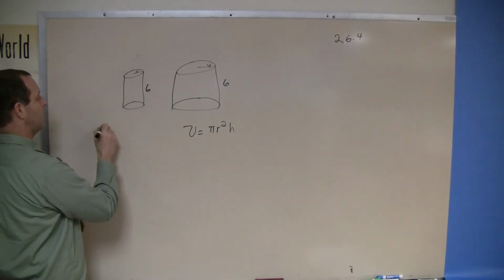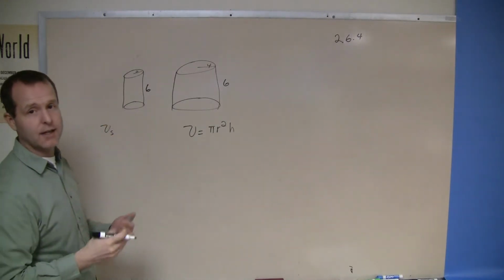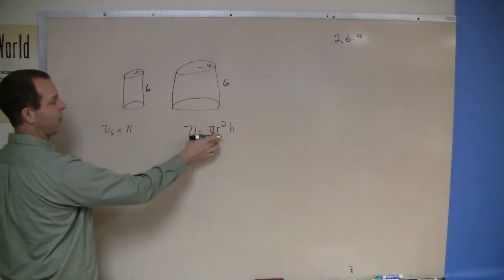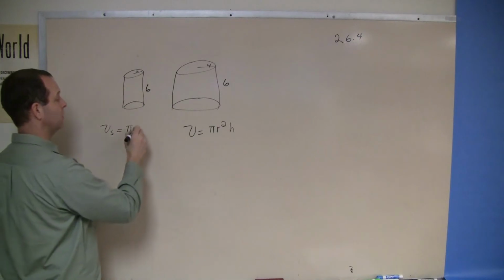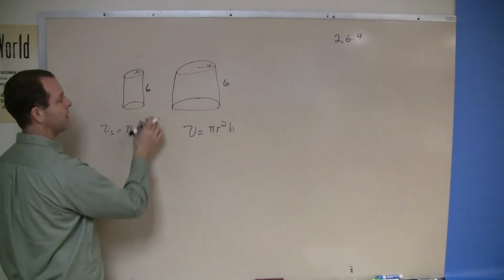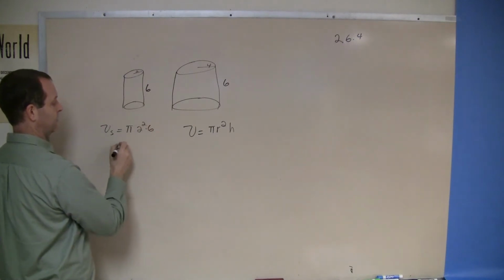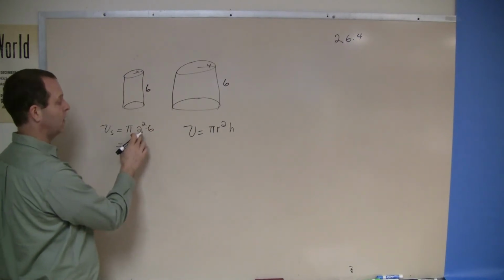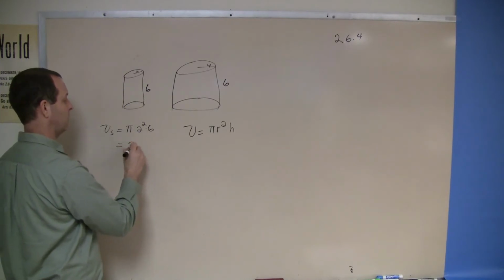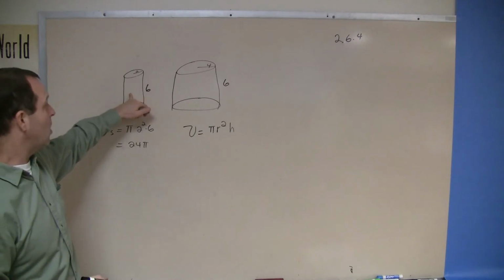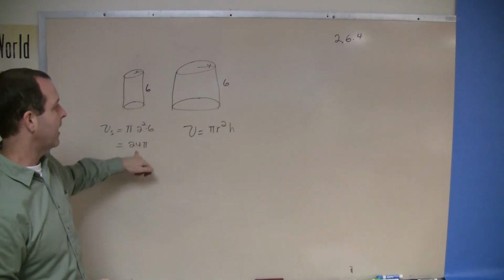So let's look at the volume of the smaller circle, and I'll just designate it as V sub s. And that equals pi times its radius, which we discovered was 2, taken to the second power, with a height of 6. So I have pi times 2 squared, which is 4. 4 times 6 is 24. So the volume of this smaller cylinder is 24 pi.